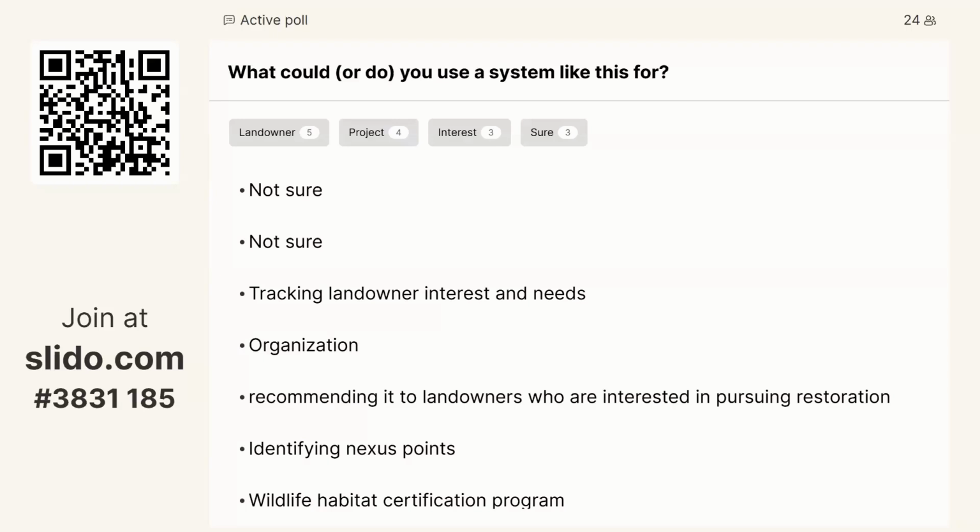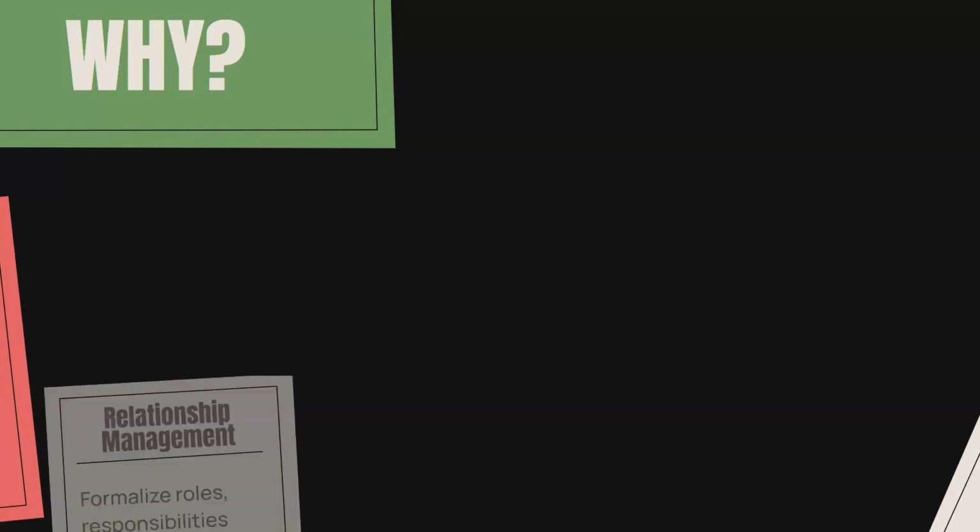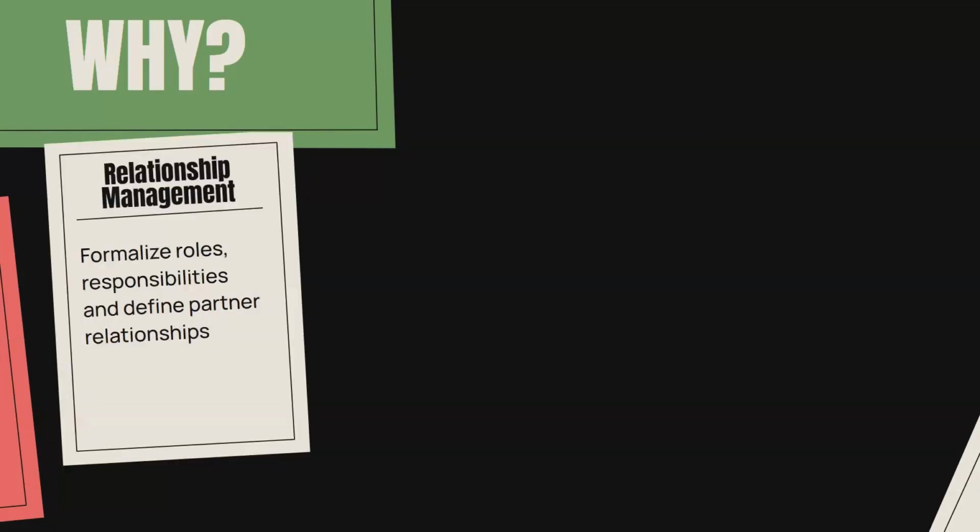Some of us know exactly what we would use a system like this for. Others of us maybe haven't thought about it yet or are really unsure. So we'll explore a little bit why you would use a coordinating system or tools like this. Something that we identified was we needed relationship management. You can formalize roles, responsibilities, and define your partner relationships, which is very valuable when you have lots of partners.